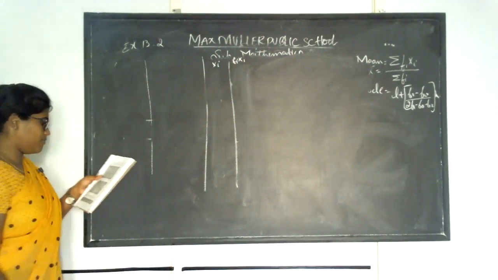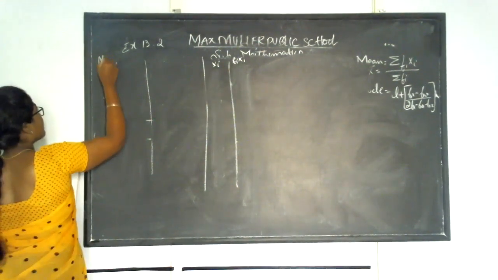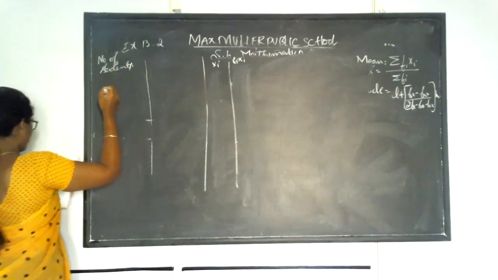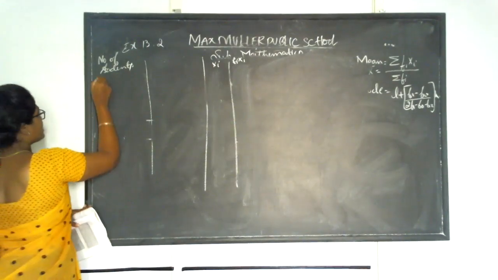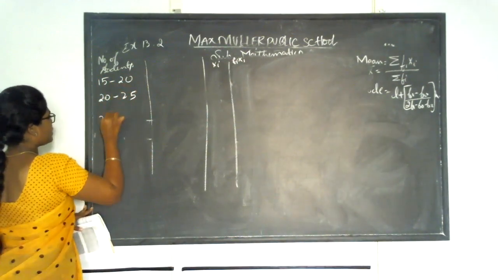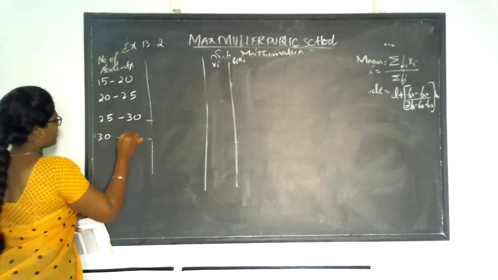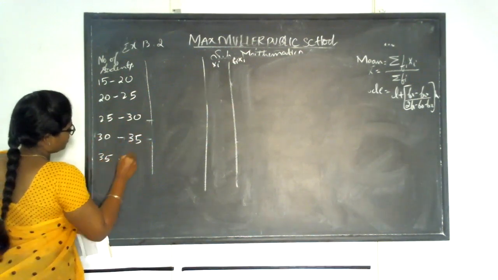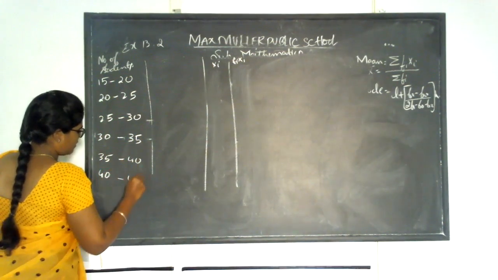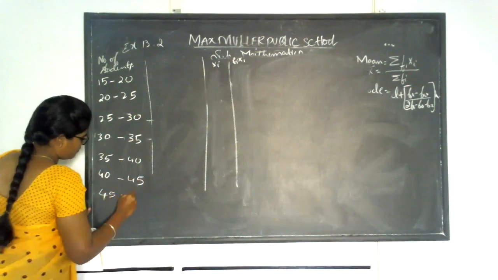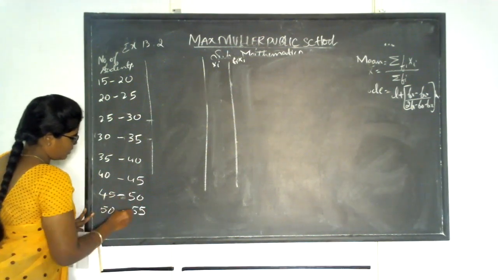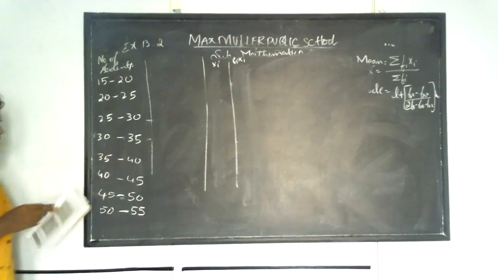Now, what all the things they have given? Number of students per teacher. So it starts from 15 to 20, 20 to 25, 25 to 30, 30 to 35, 35 to 40, 40 to 45, 45 to 50, 50 to 55. What is this column called as? This column is called as class interval.